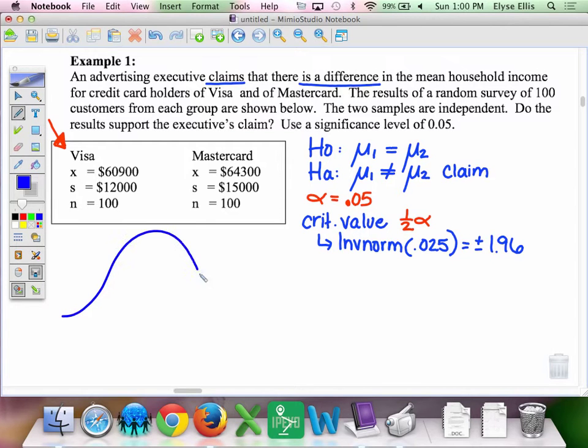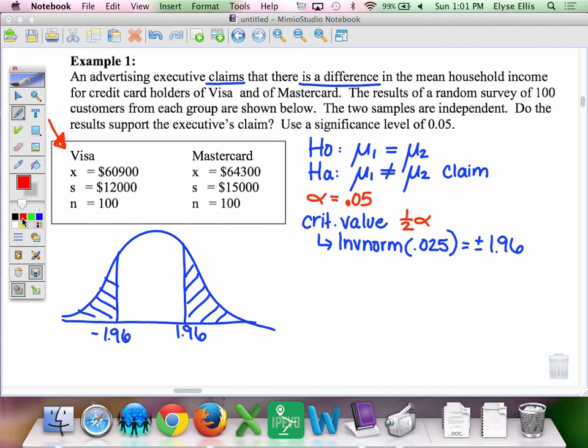From that, you can start your sketch. I'm going to work over here on the left below the box. It is 2-tailed, so I need 2 shaded sections. And we've got our critical value as a negative 1.96 and a positive 1.96. Again, those are the vertical lines separating the shaded part from the white part in the middle.